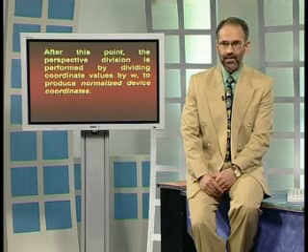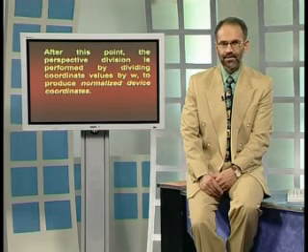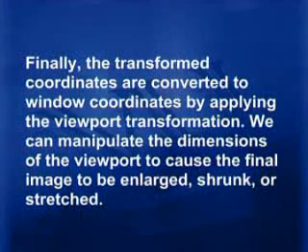After this point, the perspective division is performed by dividing coordinate values by w to produce the normalized device coordinates. And this is when our idea of specifying w to be equal to 1 really comes in handy, because when w is 1, dividing by w would result in the same x, y, z that we started off with before homogenizing our coordinates. Finally, the transformed coordinates are converted to window coordinates by applying the viewport transformation. We can manipulate the dimensions of the viewport to cause the final image to be enlarged, shrunk, or stretched.